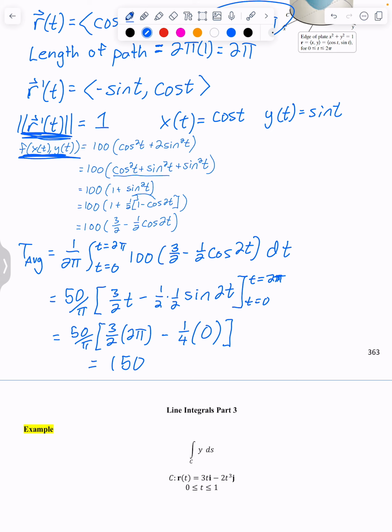They didn't even give us whether it's in degrees or anything. It just says find the average temp. So I'm just going to leave 150. I don't know if this is Celsius or Fahrenheit, but I at least could find the number.